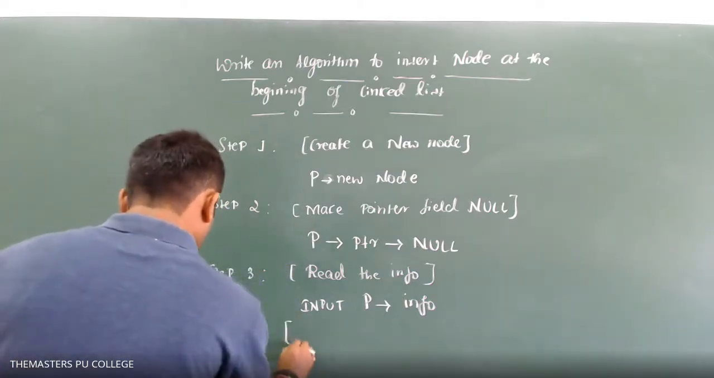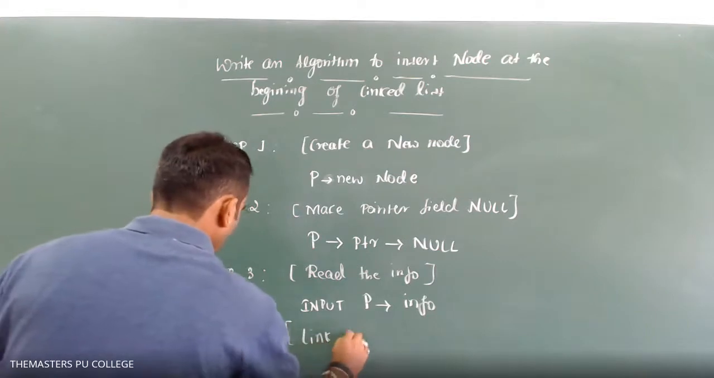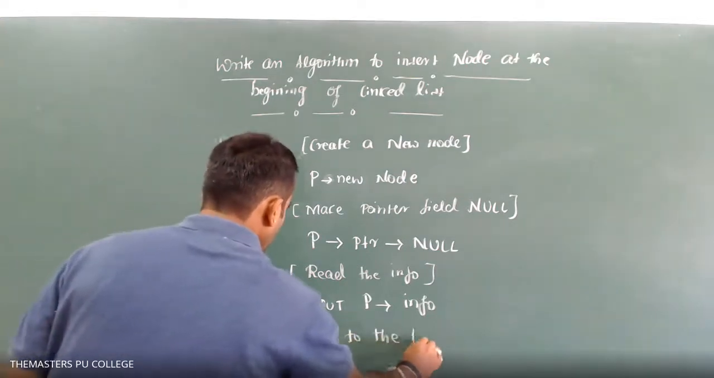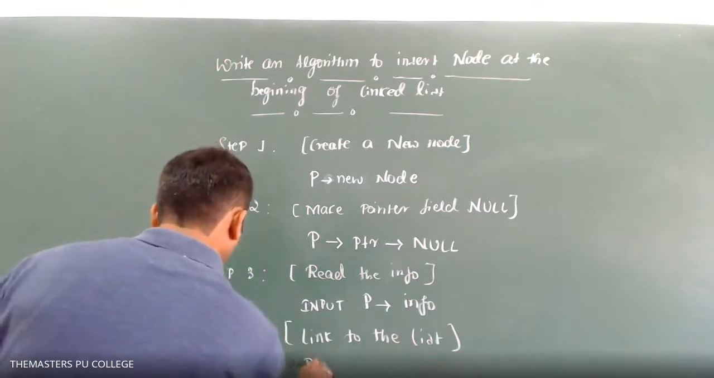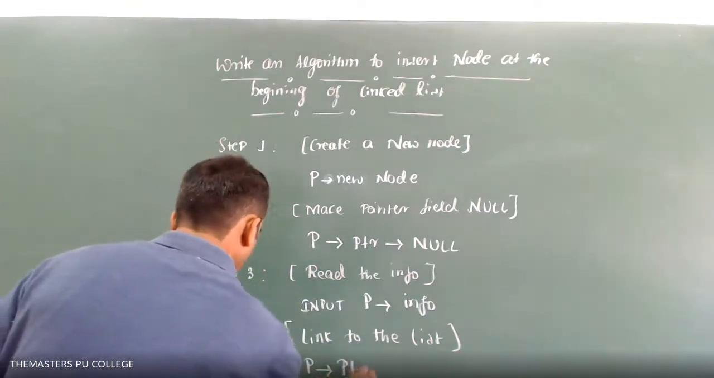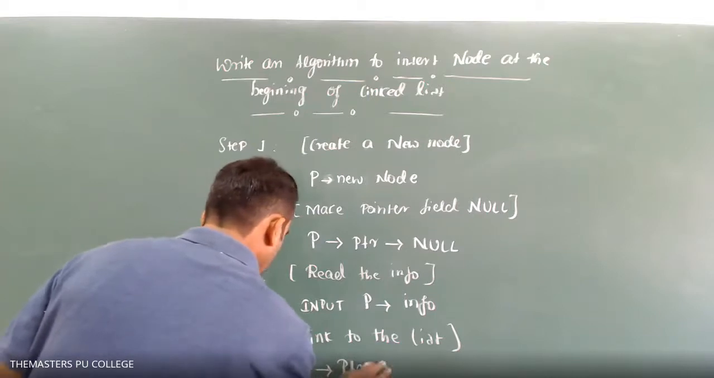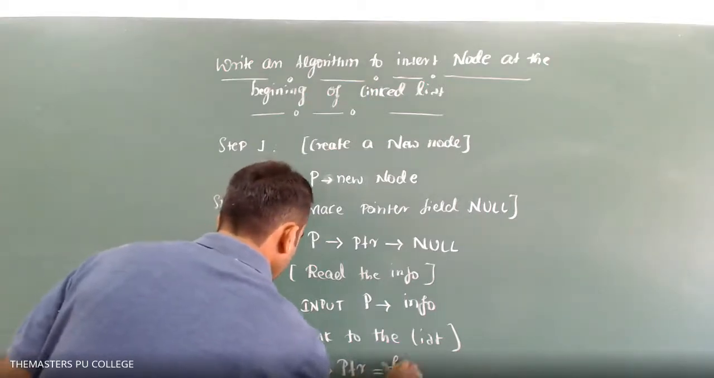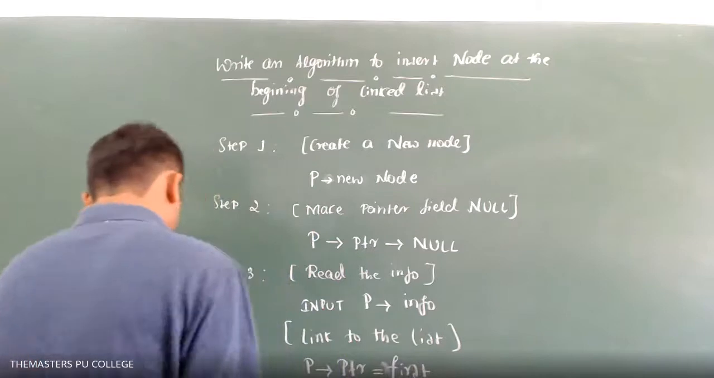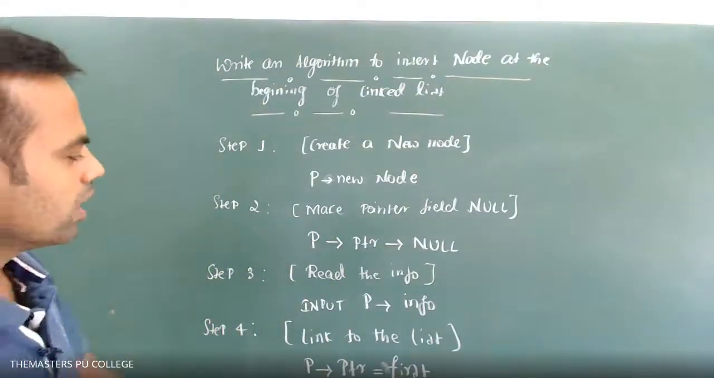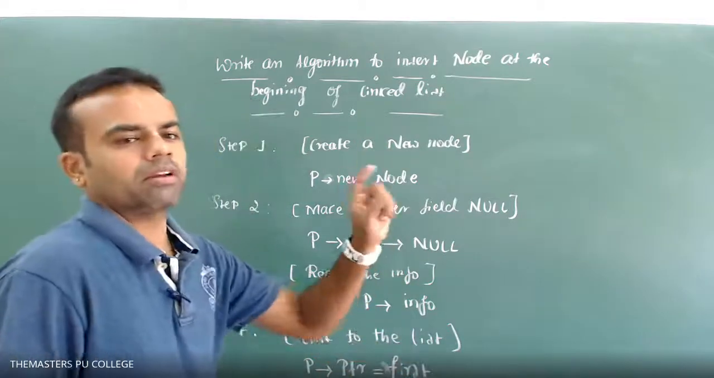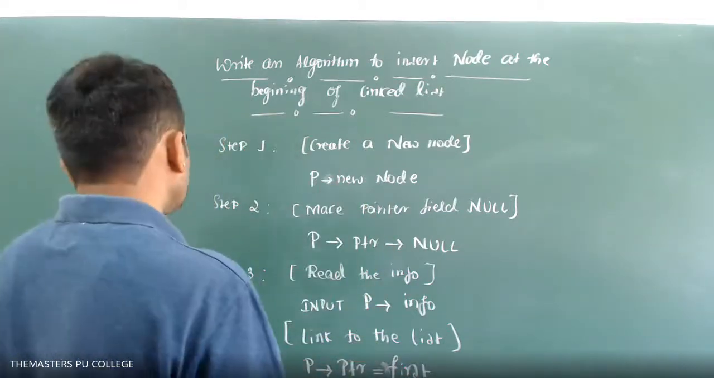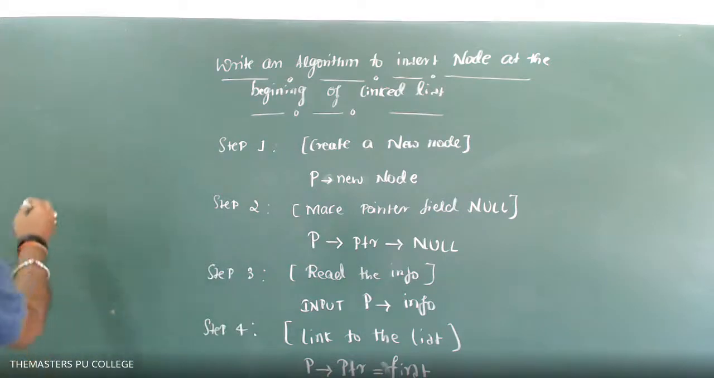Link to the list. Okay, so how do you link? PTR is equivalent to first. Okay, so the accepted data and link, it should be at the beginning of the linked list. Okay, next step number 5.